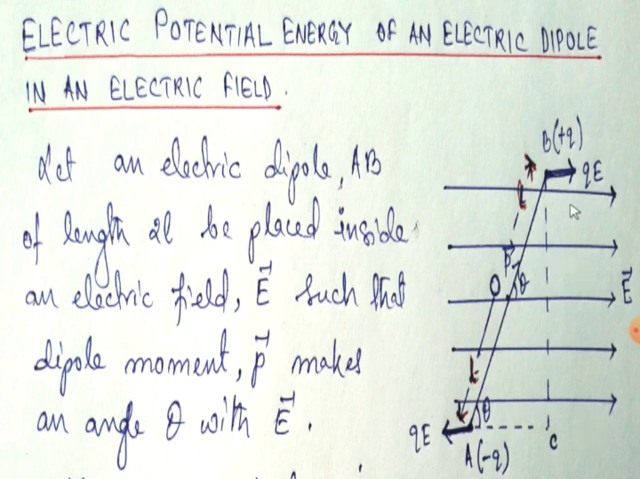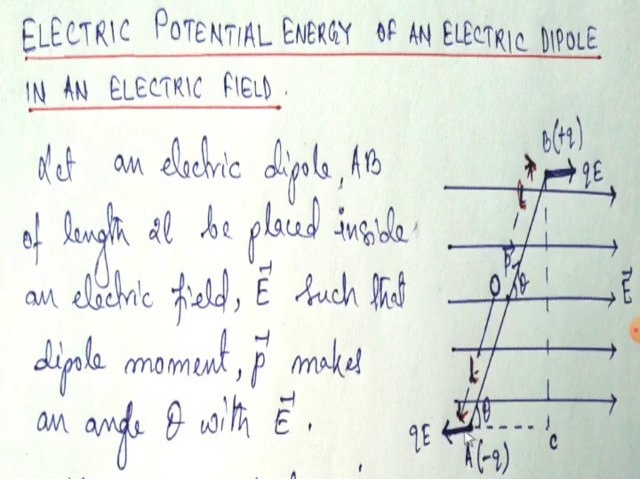Now in the next slide, we will try to find out the small work done in rotating the dipole through a small angle d theta. So just remember AB is an electric dipole of length 2L. O is the middle point of the dipole, and your dipole moment P vector is acting from A to B, A being the negative charge, B being the positive charge. This dipole moment makes an angle theta with the electric field E.